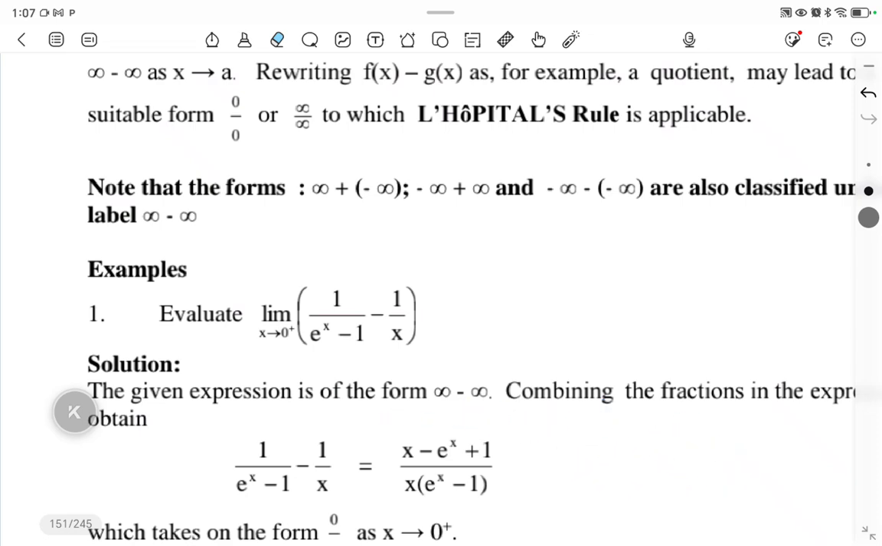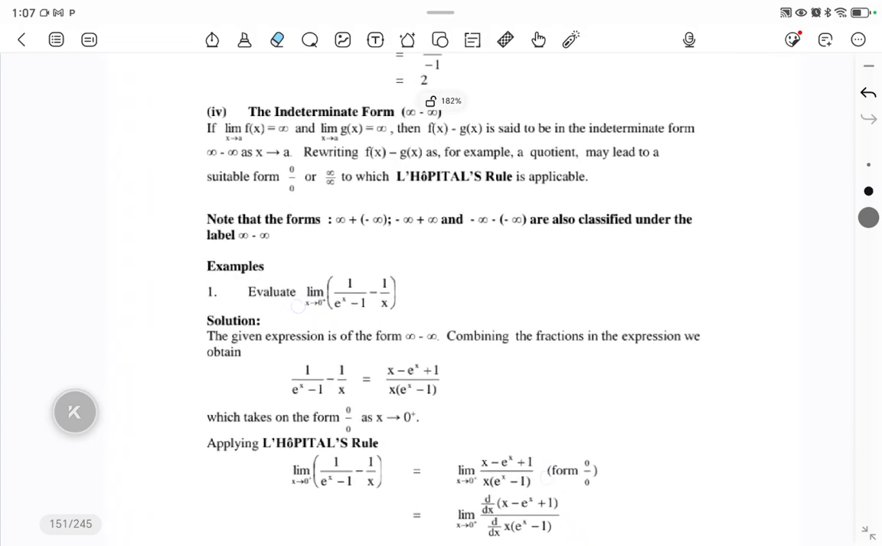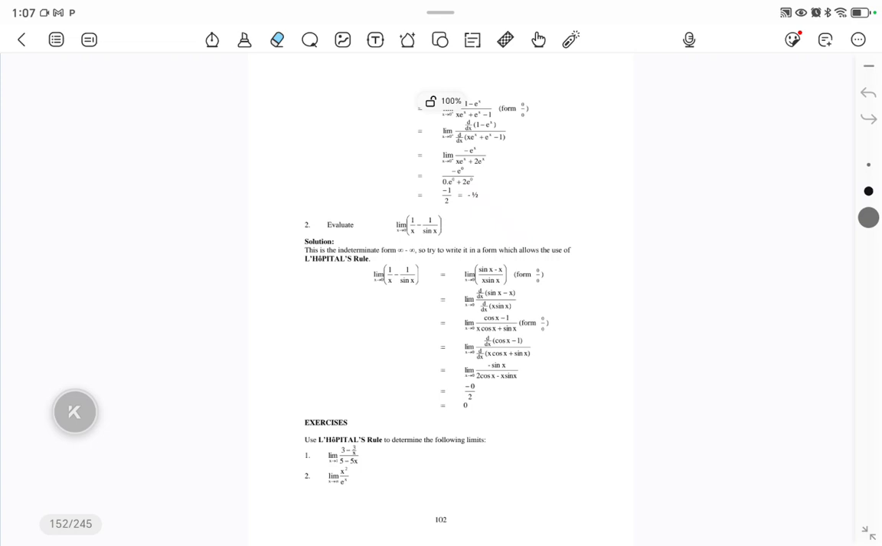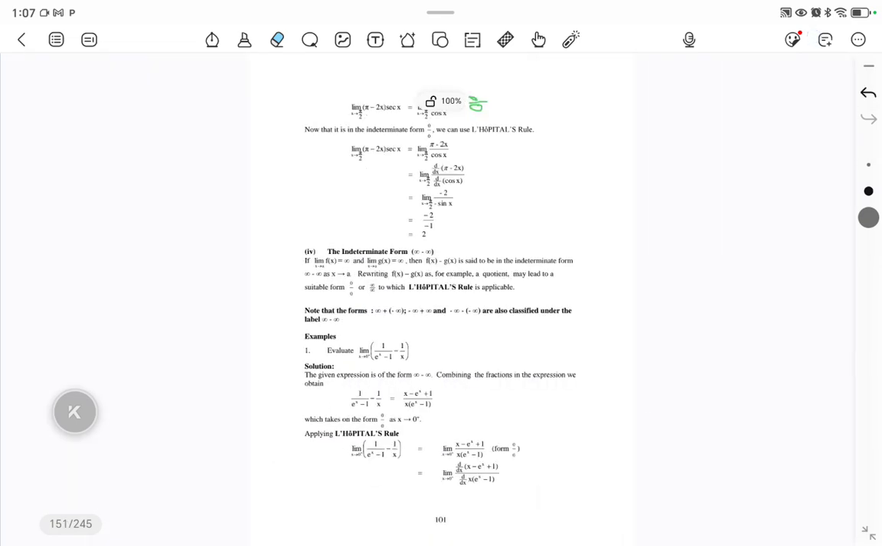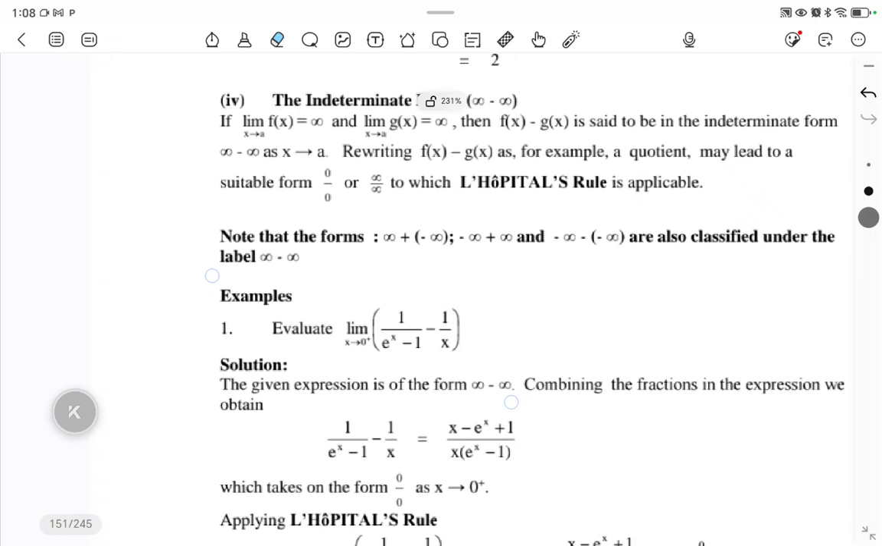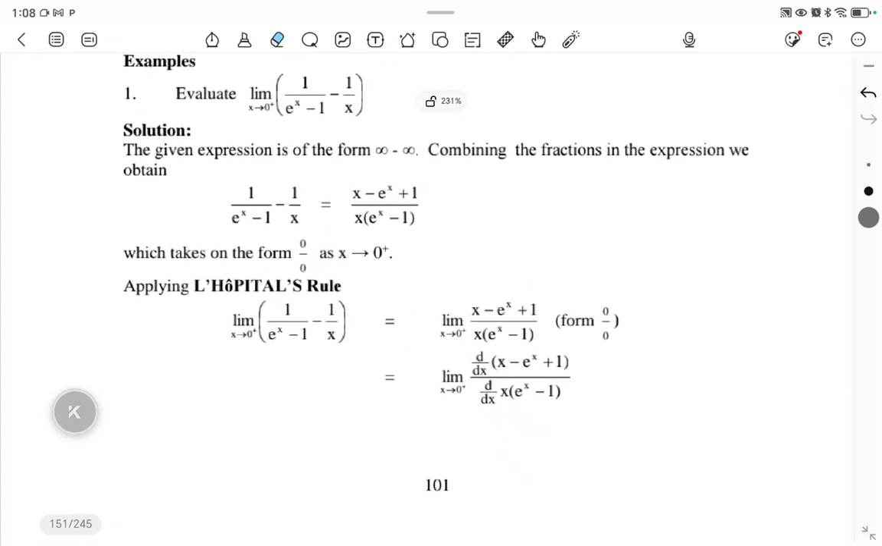So let's try to do this question. Let me check. Yeah, this one we already have. Let me see if we can do any question. Yeah, let's discuss this one and see what we do to that. Yeah, I think so. We cross multiply, right? Then we substitute, we get 0 over 0.